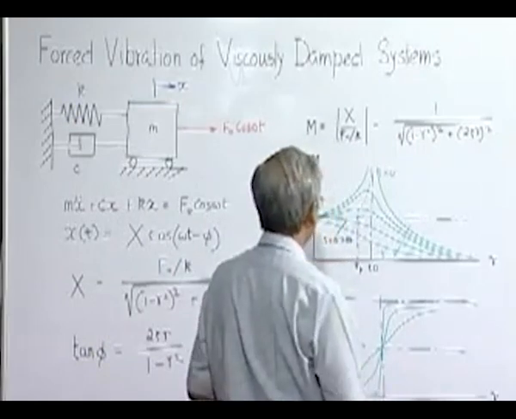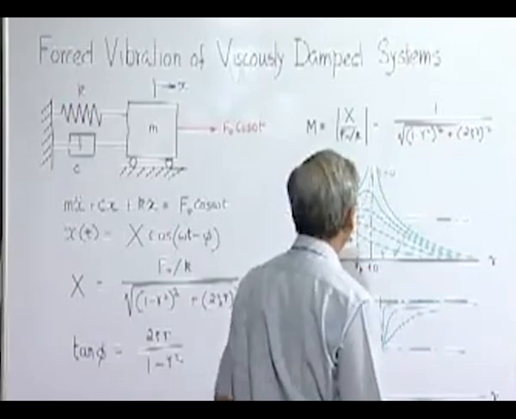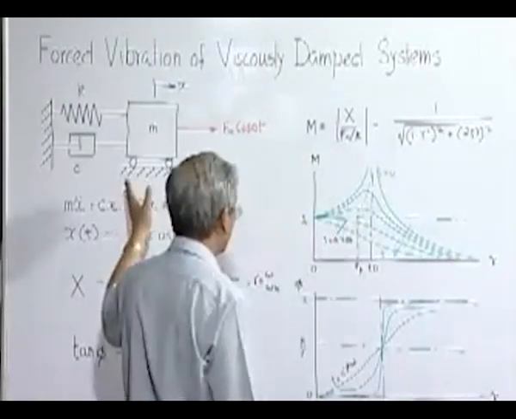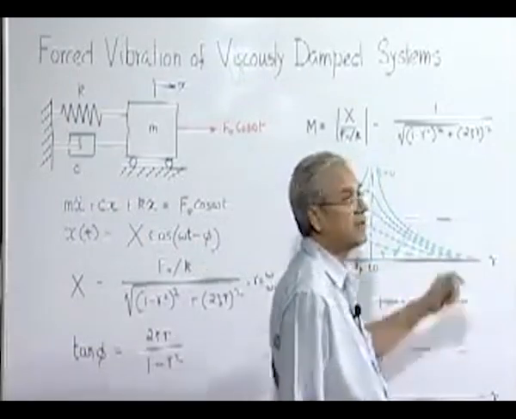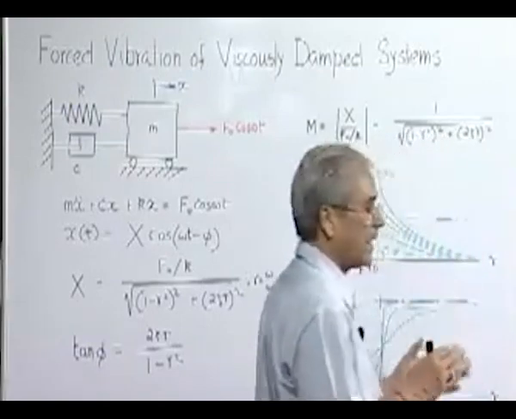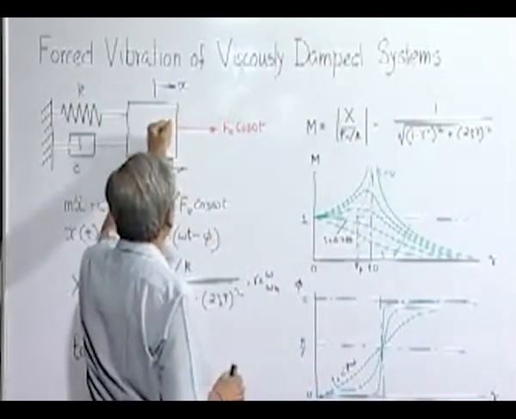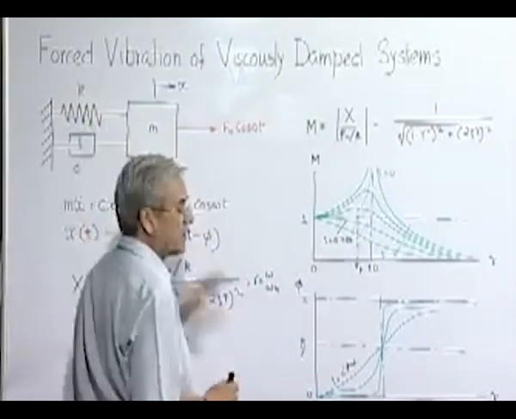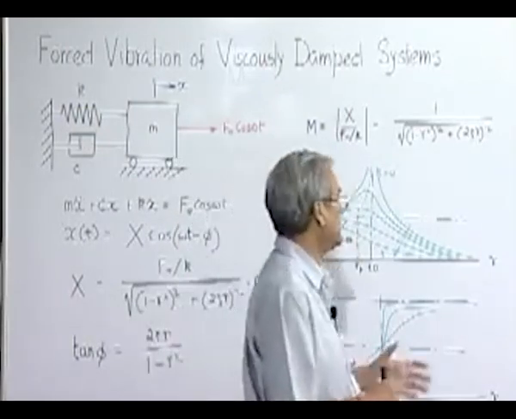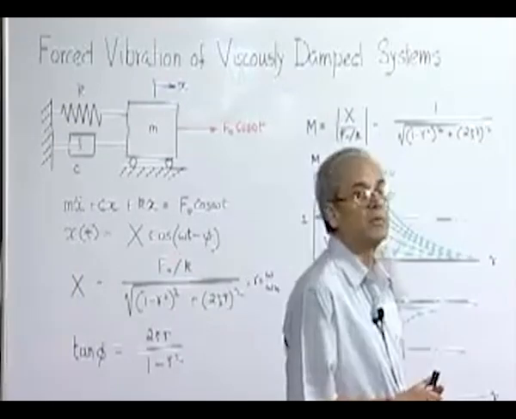Then we find another very interesting thing: when the frequency ratio is pretty high, the deformation of the system in the dynamic situation is far less compared to what the deformation would have been had the same load been applied in a static manner. That means, if I apply some load here, statically whatever deformation in the spring will take place, if I apply the same load with a frequency much higher than the natural frequency of the system, the deformation of the system will be much less.